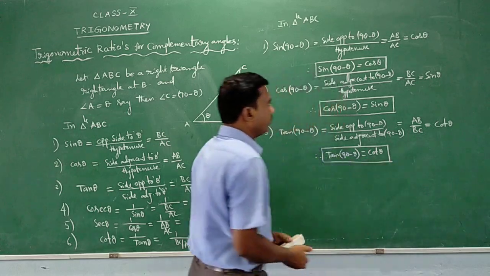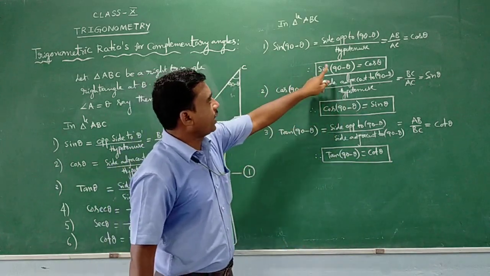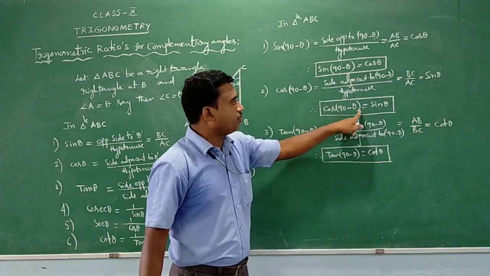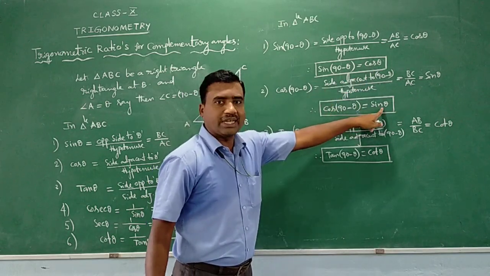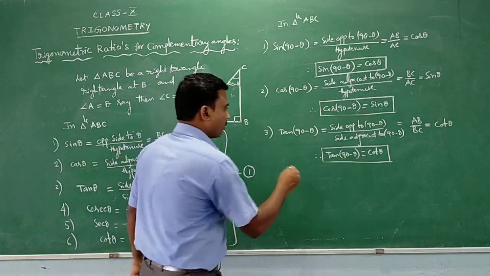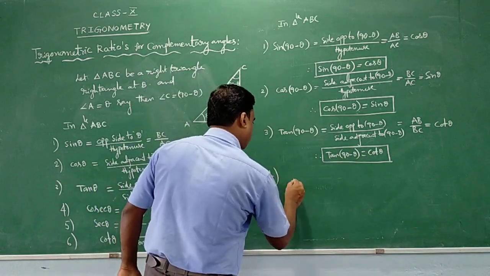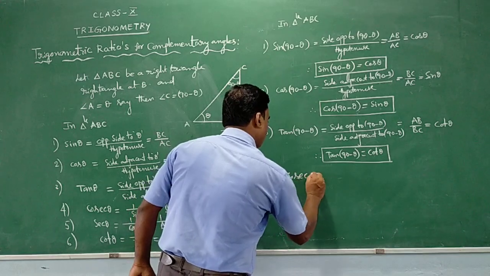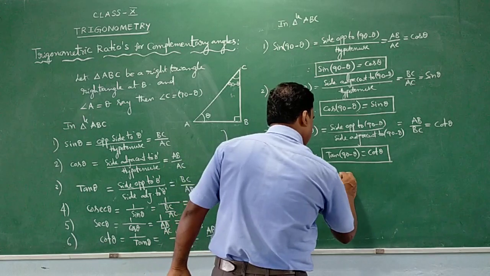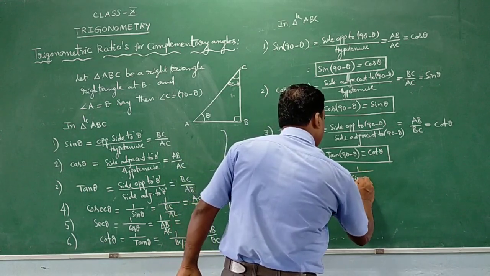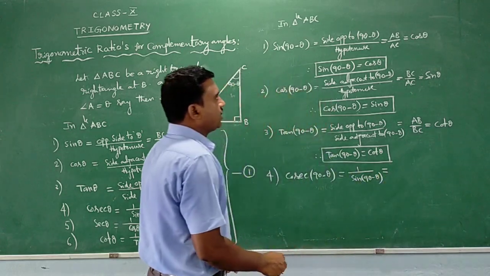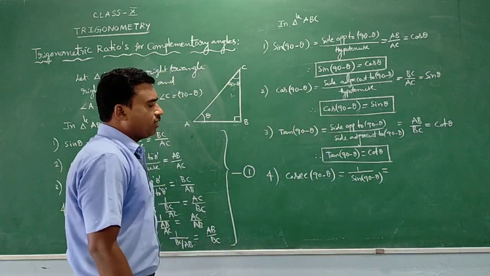So here we observe sin(90 minus theta) is equal to cos theta, cos(90 minus theta) is equal to sin theta, and tan(90 minus theta) is equal to cot theta. The fourth one is cosecant(90 minus theta). Cosecant(90 minus theta) is equal to 1 by sin(90 minus theta).